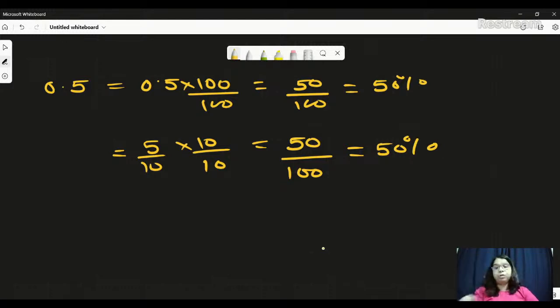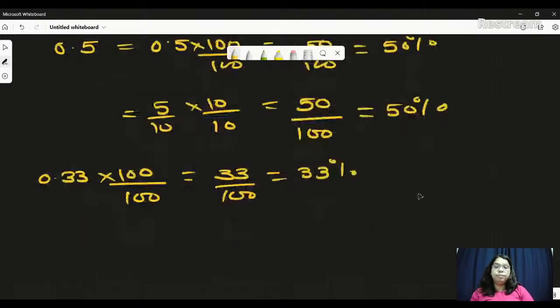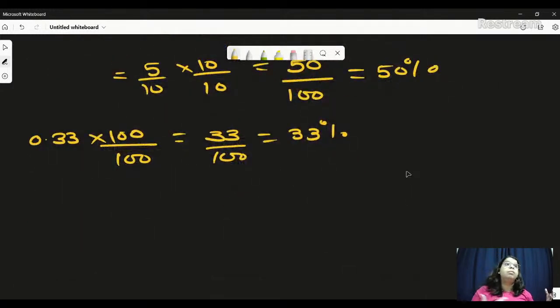Now 0.5 was quite easy. Let's say I have 0.33. So here also this is the easiest way to do it. So 0.33 is 33 over 100, that is equal to 33%. Okay, so it is always 33. You have to multiply by 100 over 100 or try to make the denominator 100. That is how we do the decimals.